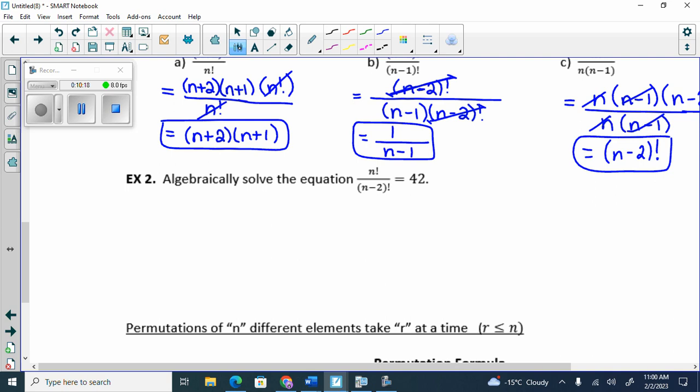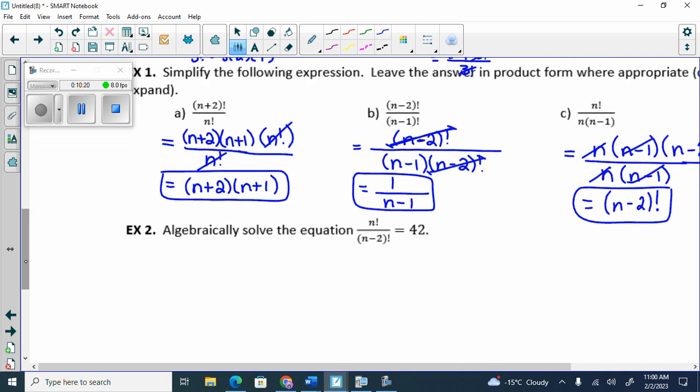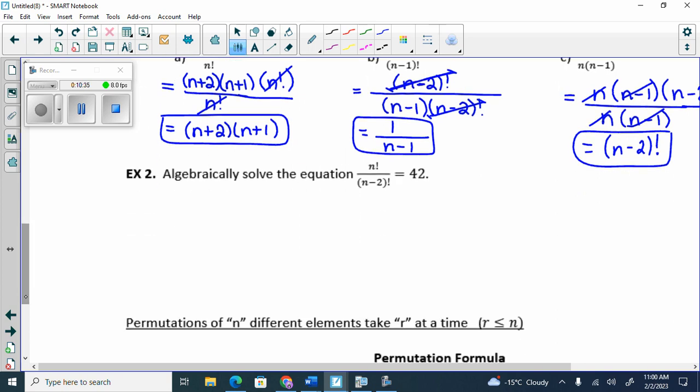So until this question, we just dealt with kind of like, hey, if I gave you factorial stuff, can you reduce it? Now this one, I'm saying, hey, if I give you factorial stuff and they set it equal to a number, can you solve for what n is? Okay? So it's not overwhelming. It's the same as what we just did.